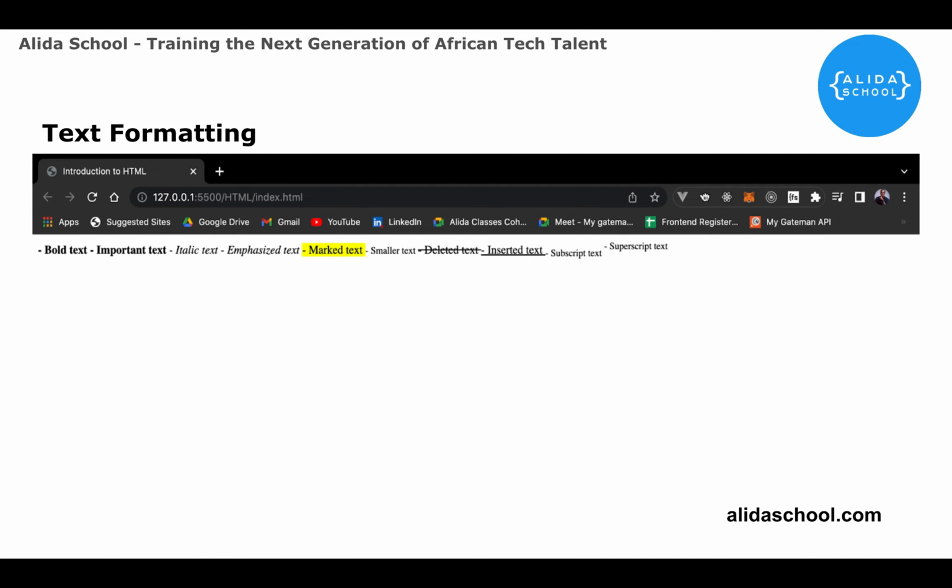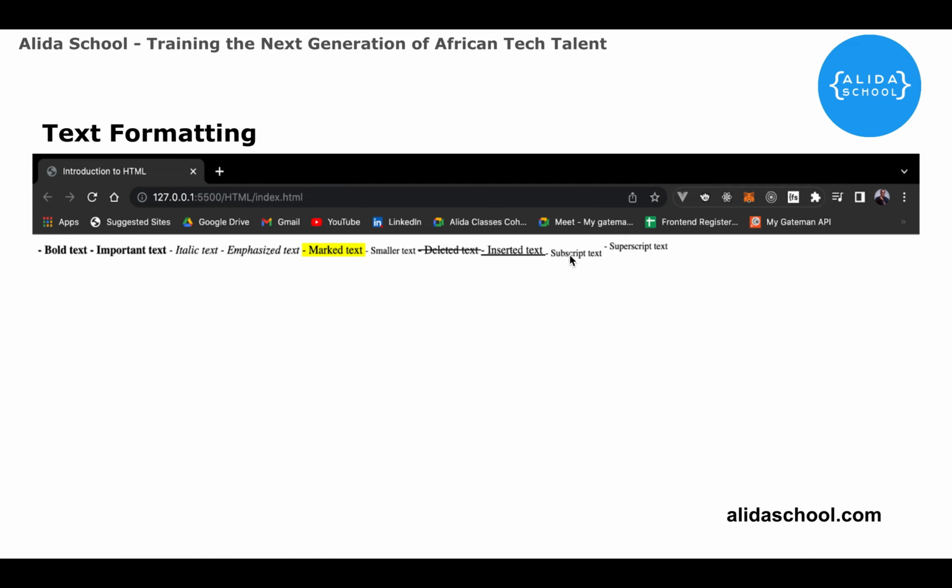In our browser here, we'll see the first tag, which is the bold tag that we talked about. You see the second one, which is for the strong tag. The third one is for italics. The fourth one is for the emphasized text. The fifth one is for the mark. The next one is for the smaller text, the deleted text, and also the inserted text I gave as an example for an e-commerce site.